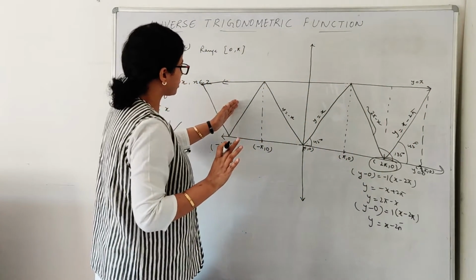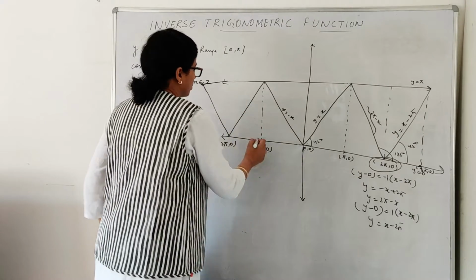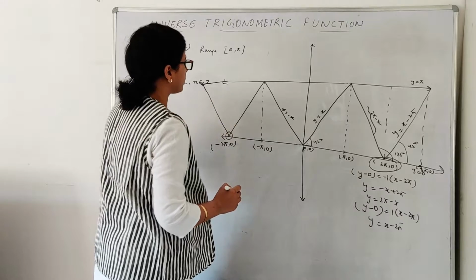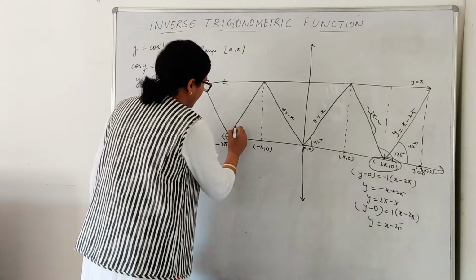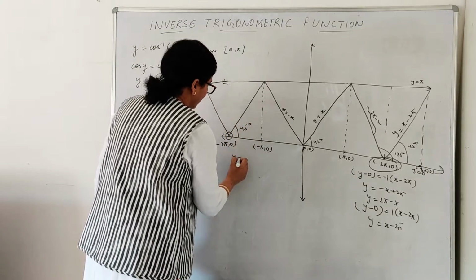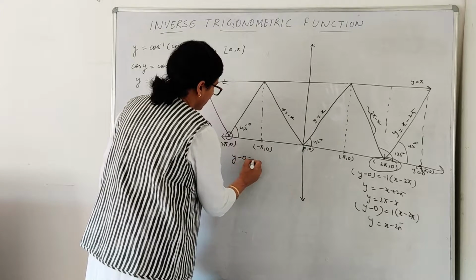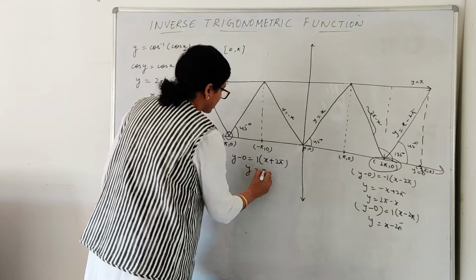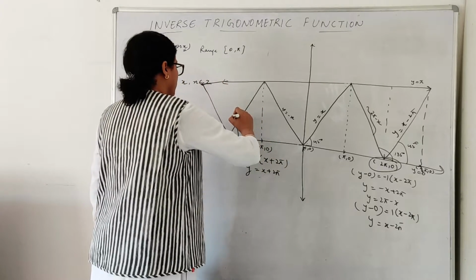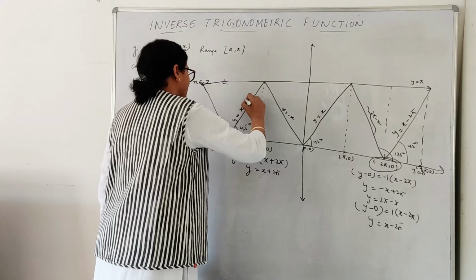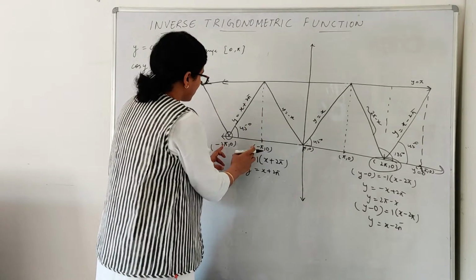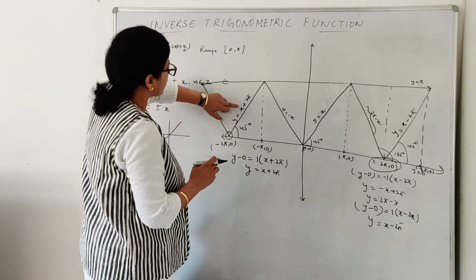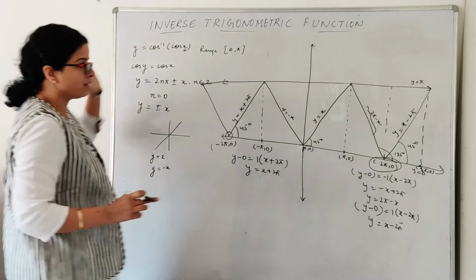Similarly, what will be the equation for this part? It is passing through minus 2 pi comma 0. Find out the equation. What angle is it making? 45 degree. y minus 0 equals to 1 times x minus minus 2 pi. So y is equal to x plus 2 pi. Whenever my angle lies between minus 2 pi and minus pi, cos inverse of cos x will be equal to x plus 2 pi, and so on.